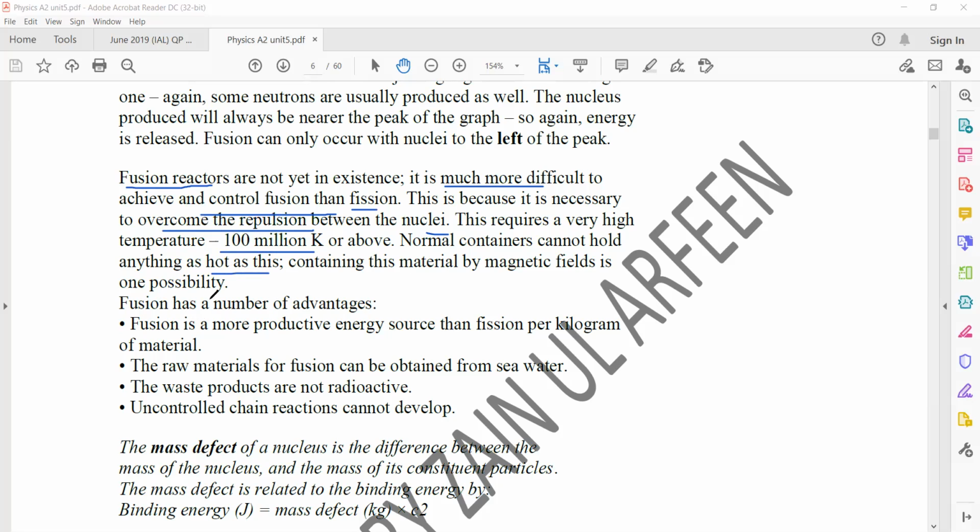But what are the advantages? Fusion has a number of advantages. It is a more productive energy source than fission per kilogram of material. The raw material for fusion can be obtained from seawater as well, since we need hydrogen for that. Hydrogen is fused together to form helium. The waste products are not radioactive, and an uncontrolled chain reaction cannot develop. Some fusion reactions are chains, but not long chains, only 4 or 5 steps, and then it will stop.